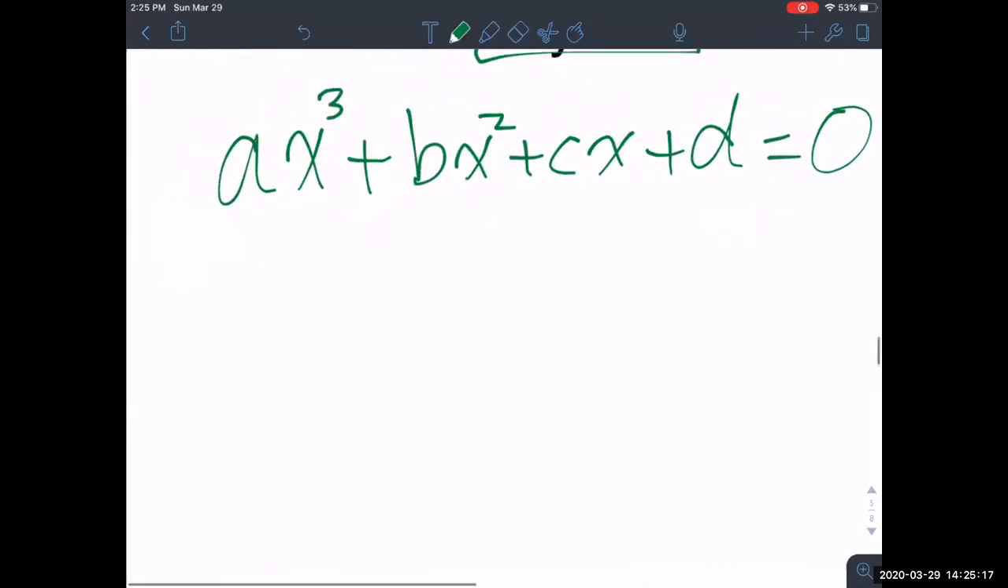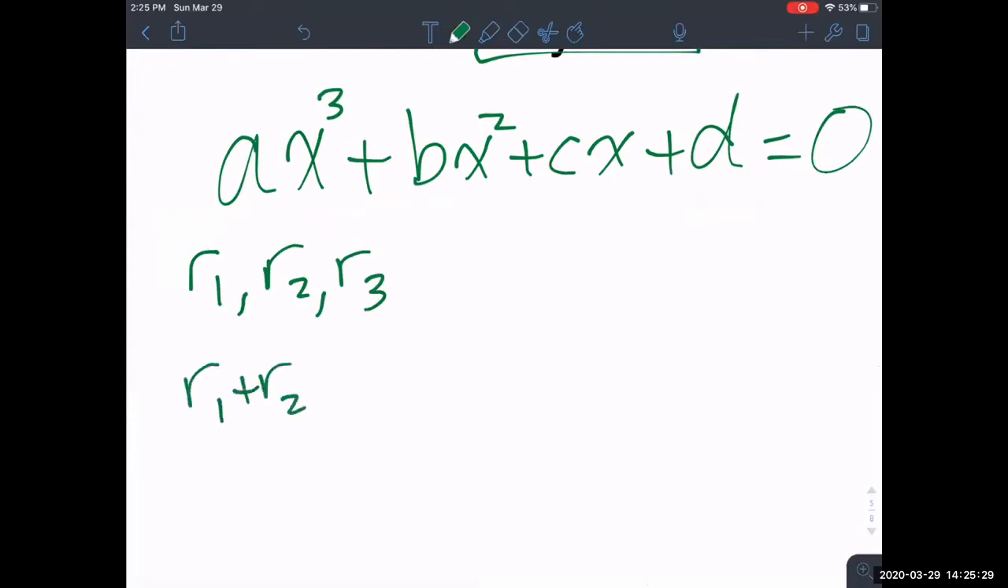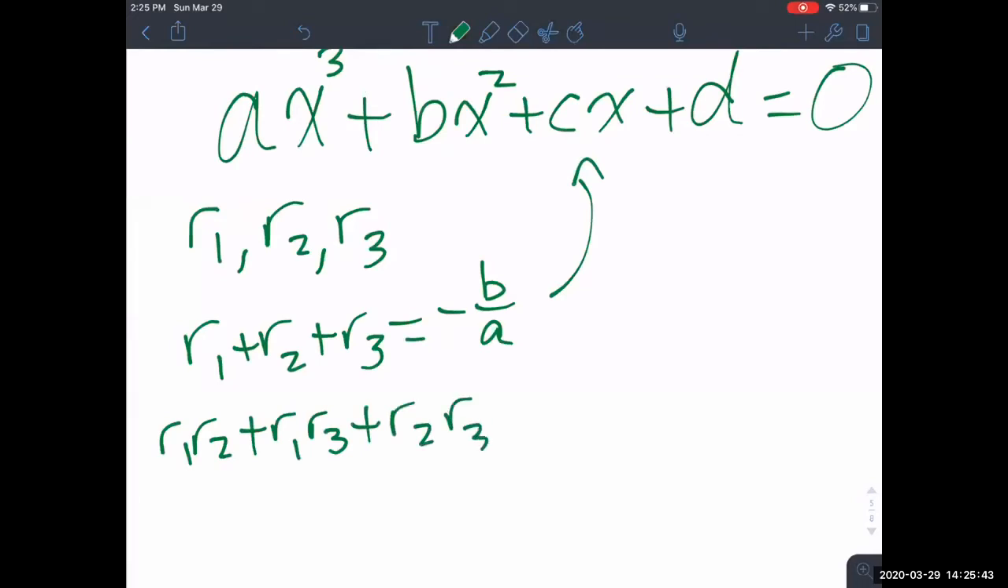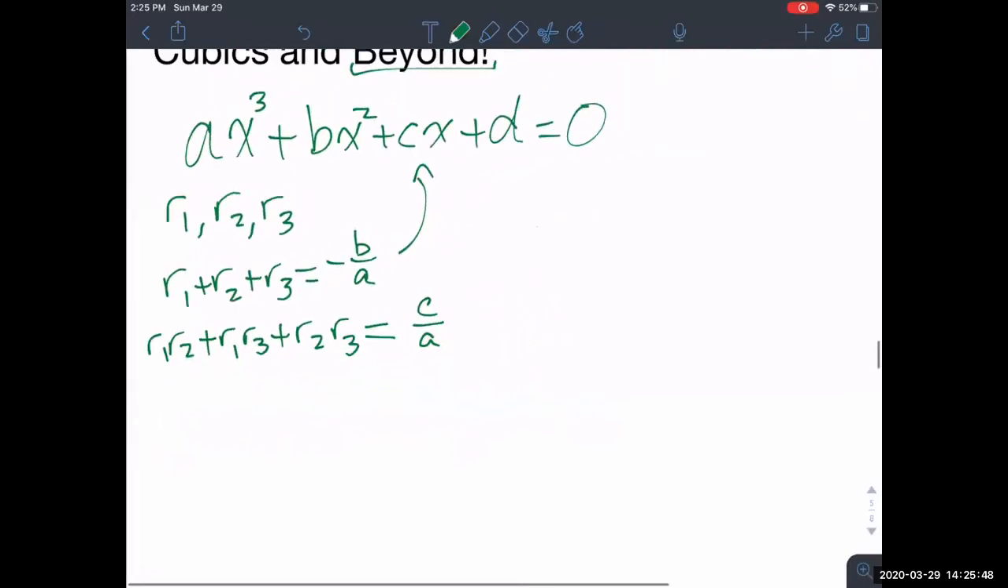So Vieta's formulas for cubics states that there are three roots: R1, R2, R3, and it states that the sum of the roots is negative b over a, as you would expect. But instead of the product being c over a, it's actually the sum of each group of two. So it looks like this is equal to c over a. And now, what about d?